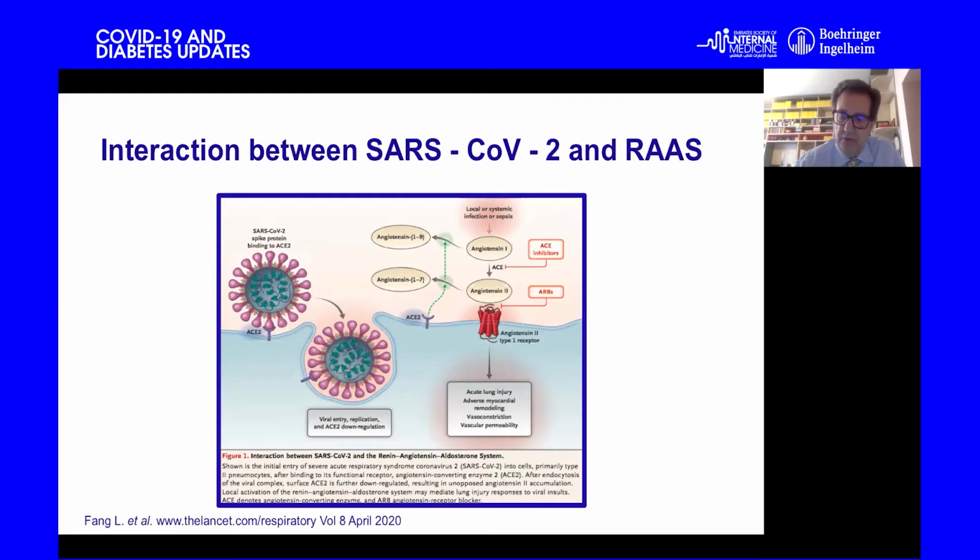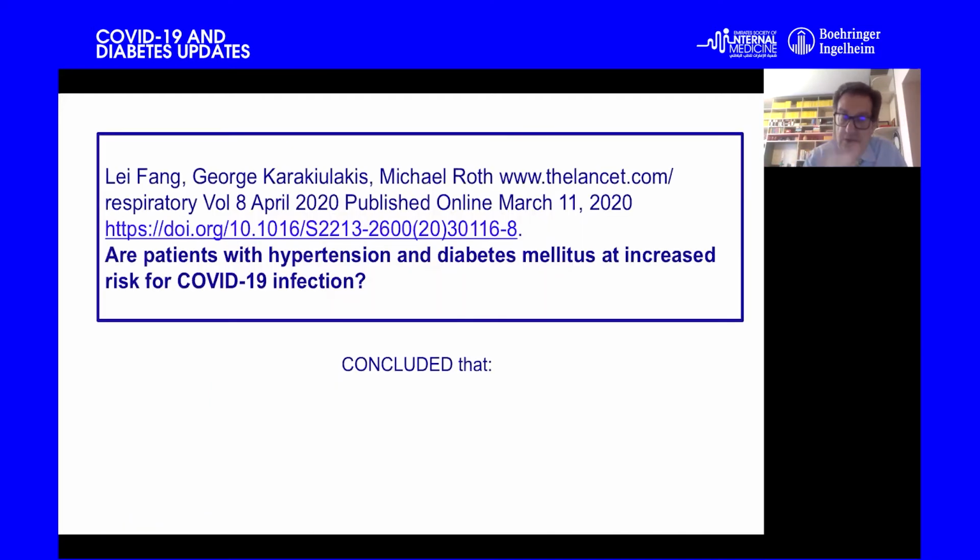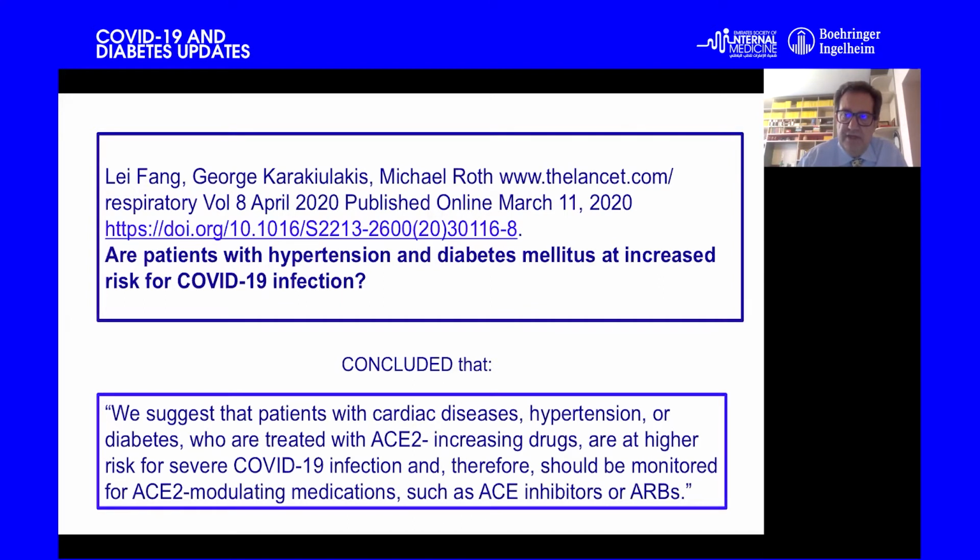ACE2 receptor. And somebody, just at the beginning of the pandemic, was raising the concern: are patients with hypertension and diabetes mellitus at risk for COVID-19 infection? Please pay attention. This was just a scientific hypothesis, not supported by data at that time. It was just published as a scientific hypothesis.